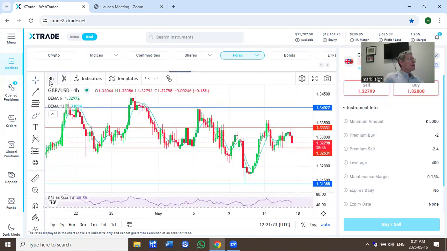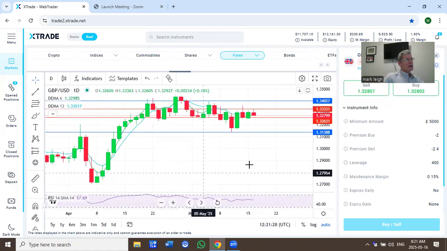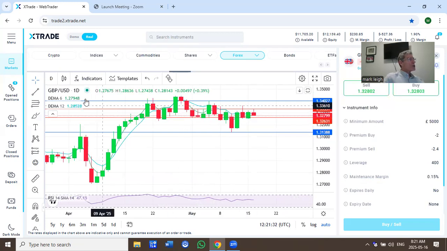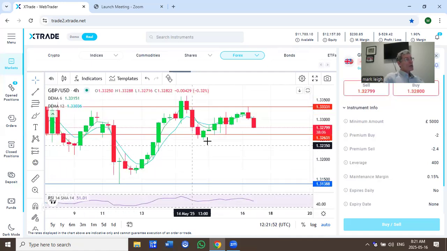I'll start off on the daily. On the daily, US dollar strength, we're seeing selling pound, buying US so far to start the day. We've got 4-hour resistance at 133.33, and I have 4-hour support at 132.61, but also last 3 days pretty narrow. If I go to the 4-hour, well, there we can see certainly more activity than on the euro.